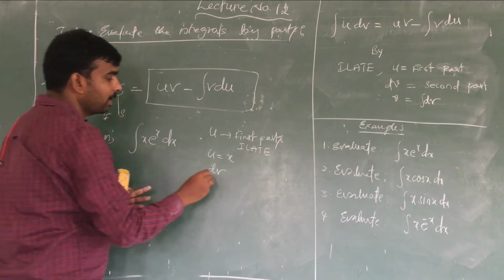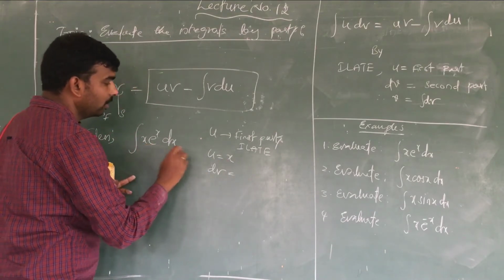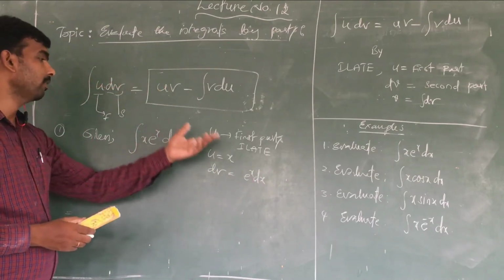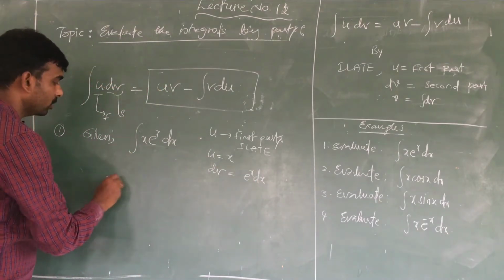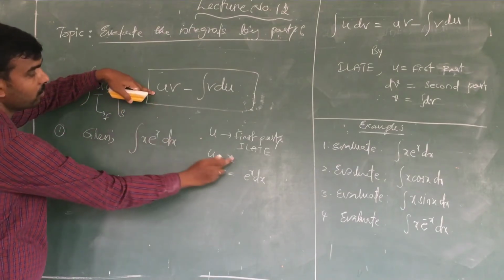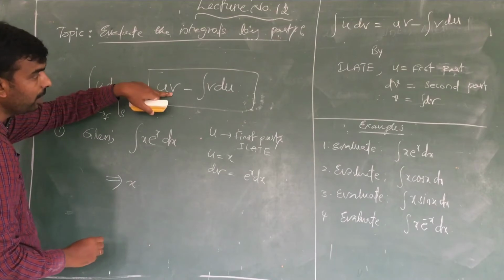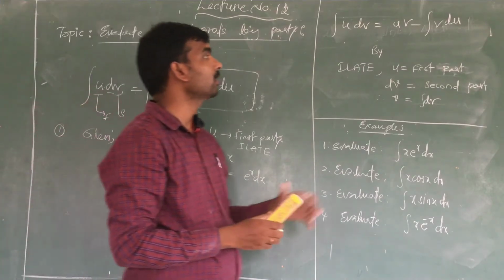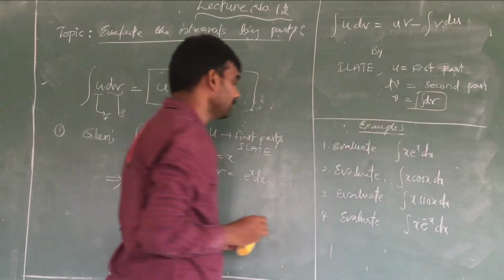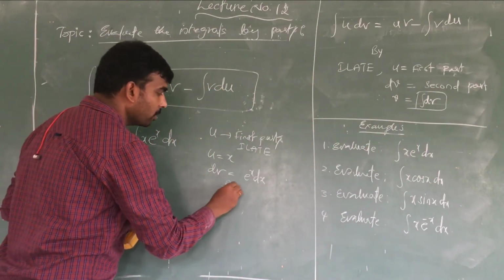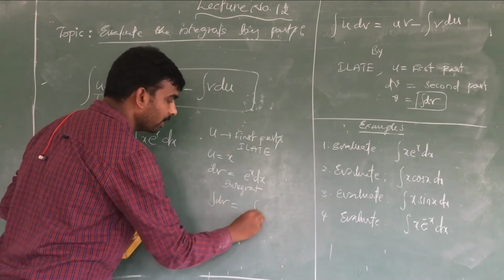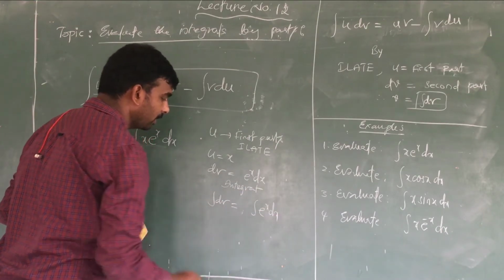So dv is equal to e to the power of x into dx. Now you write down this formula and apply it. u means x. v means what? v is nothing but the integration of dv. That means integrate both sides. Integration of dv is equal to integration of e to the power of x into dx.